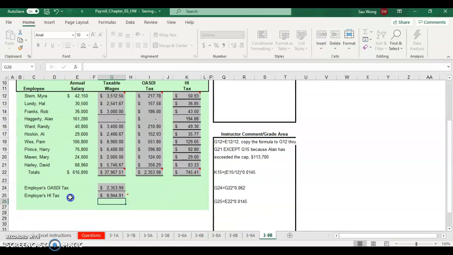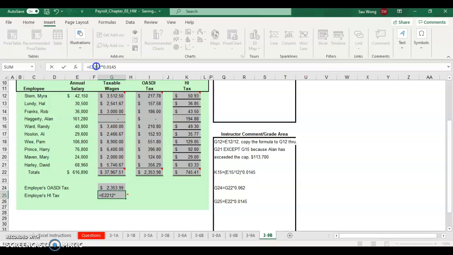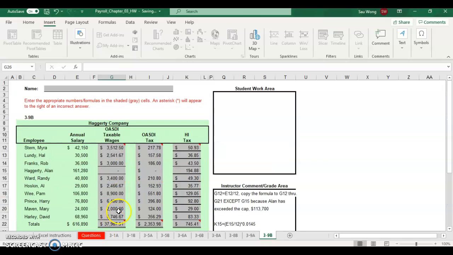Hold on. Oh, this one, I have to divide it by 12 too, because this is annual, so I have to divide it by 12. Because we only calculate December 31st, one payment only, okay?